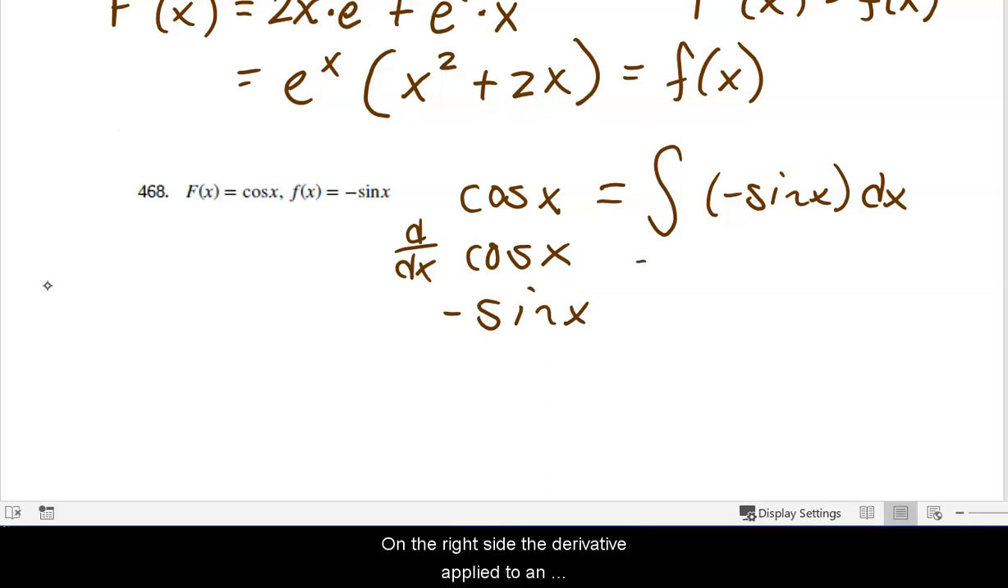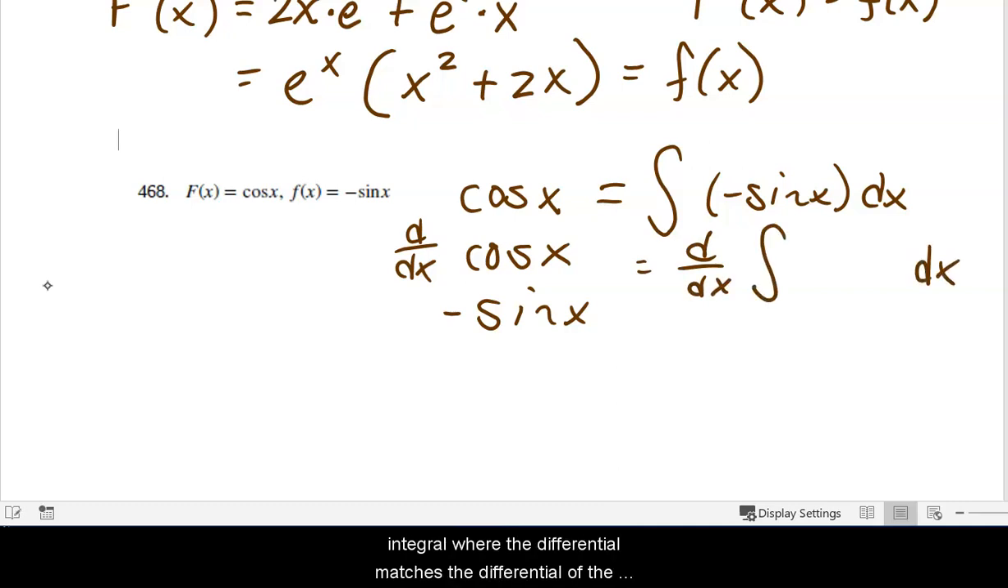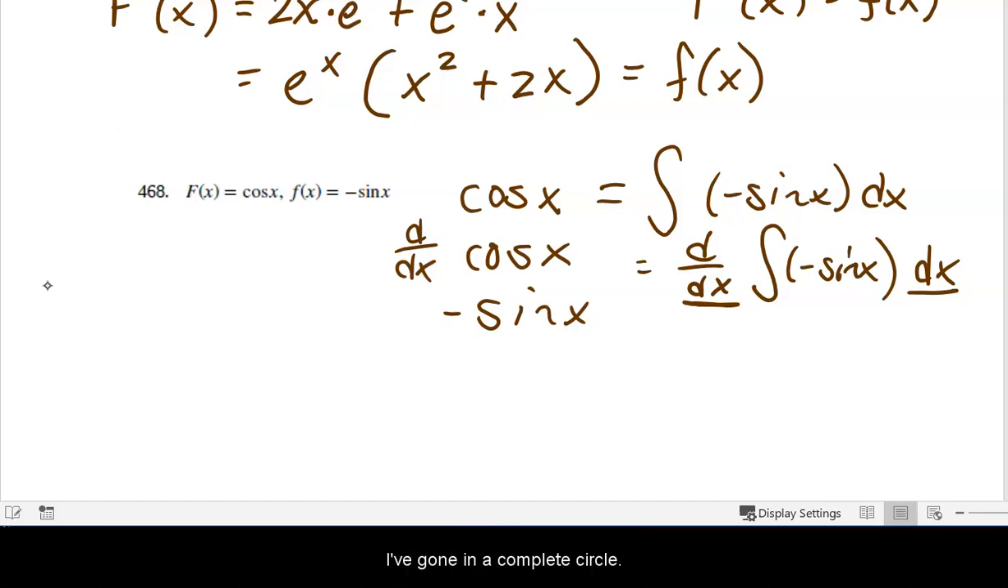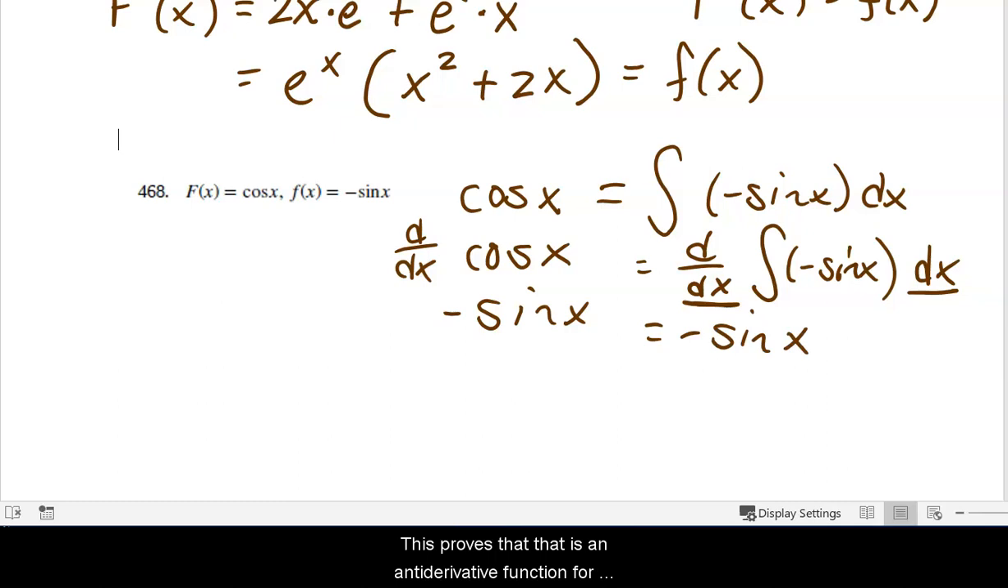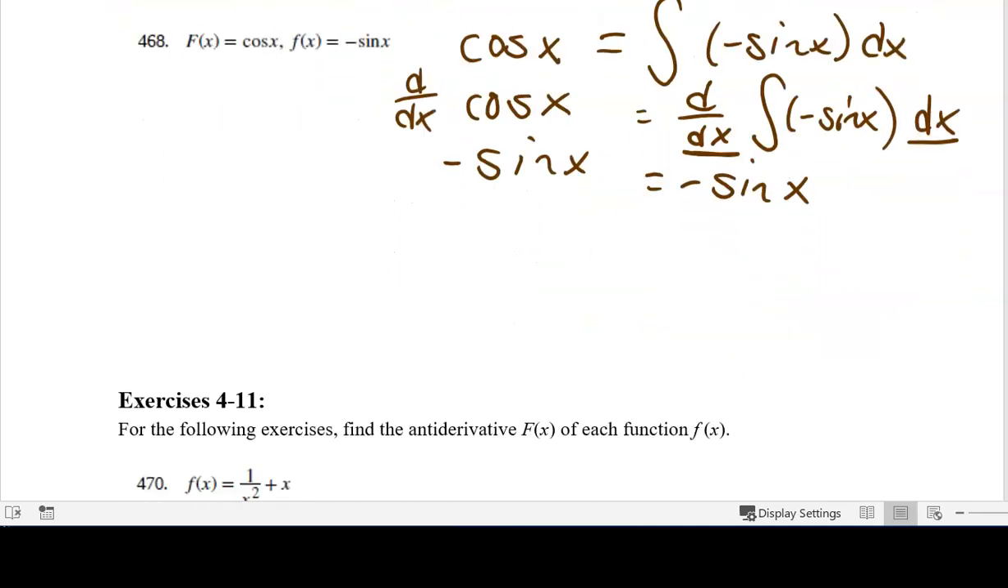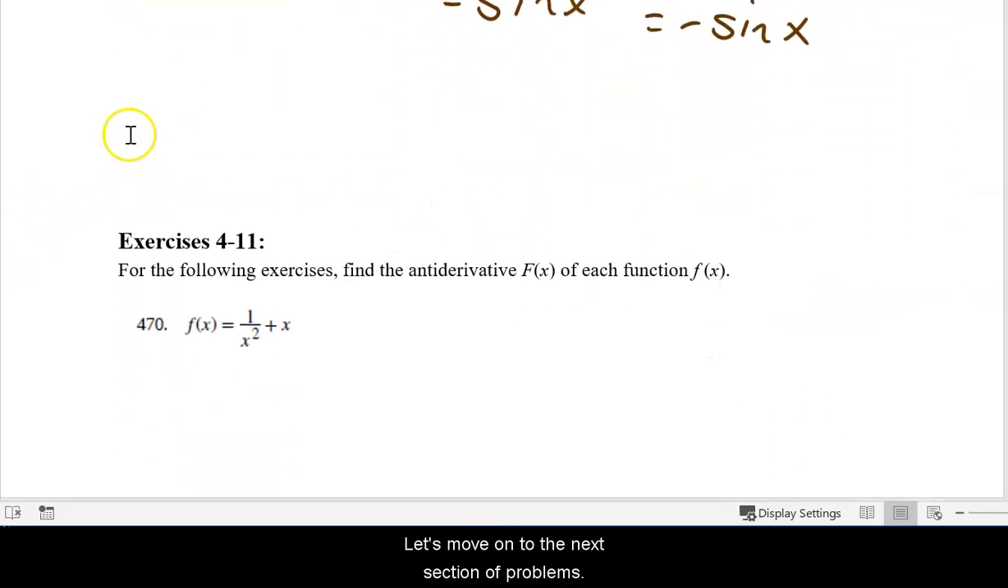On the right side, the derivative applied to an integral where the differential matches the differential of the derivative basically means that I'm a dog chasing my tail. I've gone in a complete circle. I undid the derivative with the integral notation, and then I did the derivative again, which means I went nowhere, and I end up with negative sine x. This proves that cosine x is an antiderivative function for negative sine x. Let's move on to the next section of problems.